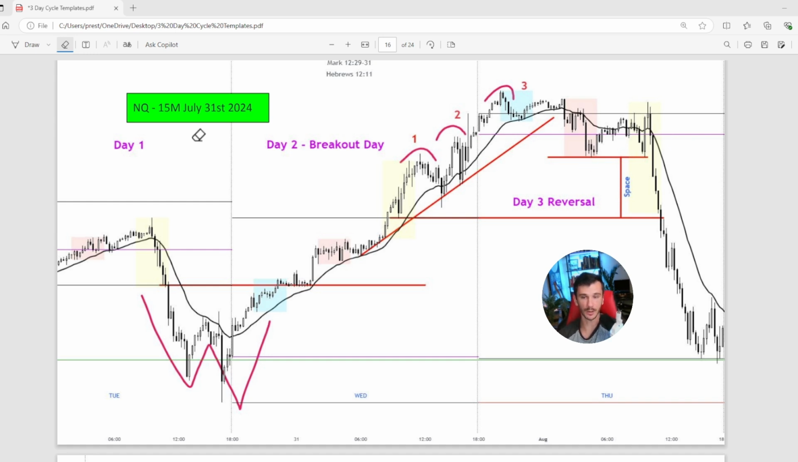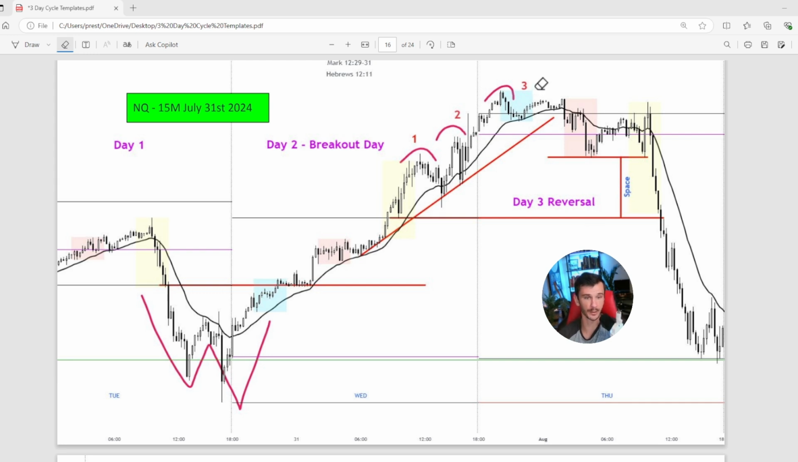This is a 15-minute chart of the NASDAQ on July 31st. So day one, peak formation day. Day two, breakout day to the upside. Day three, they're working the high of the week and they break down. Okay, so maybe we're going to get back to, at minimum, the breakout level to retest those breakout traders and things like that. In this case, it went further.